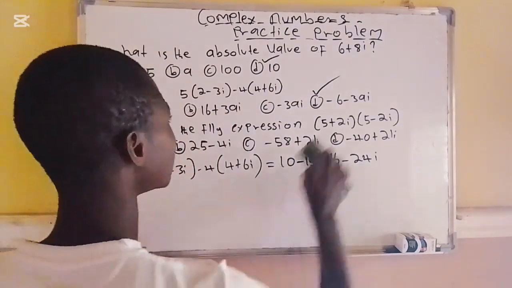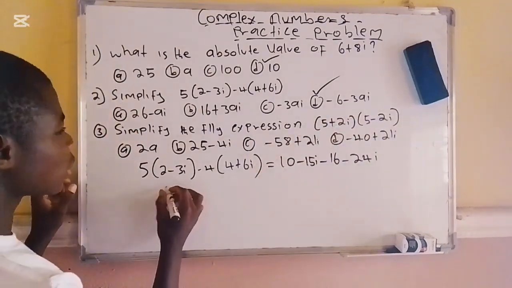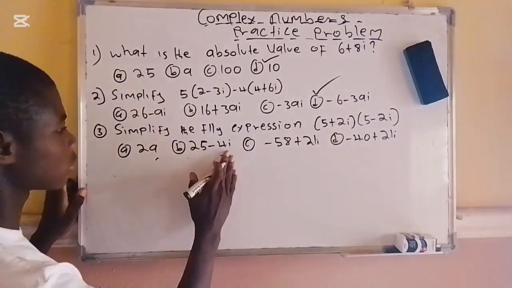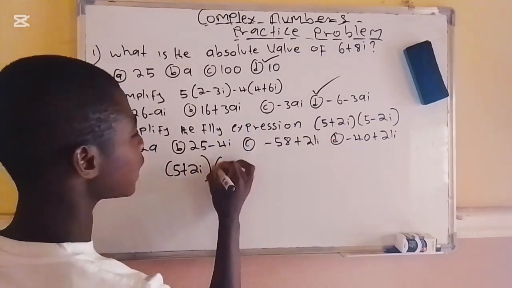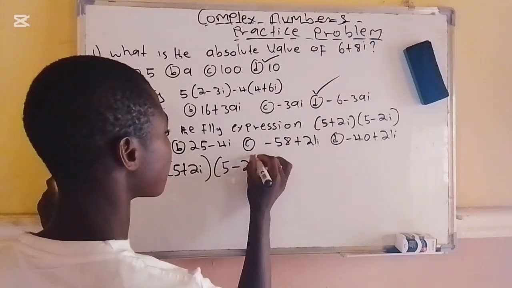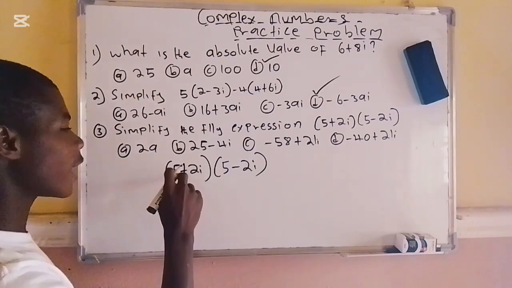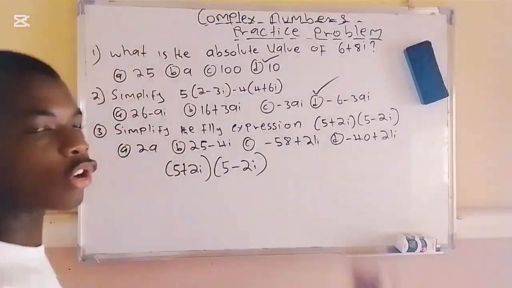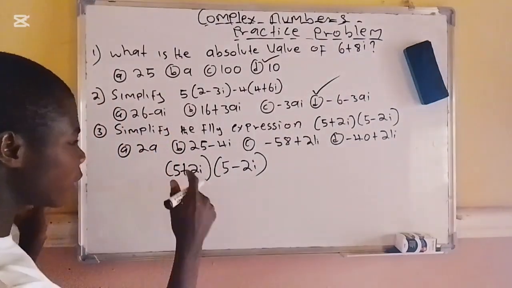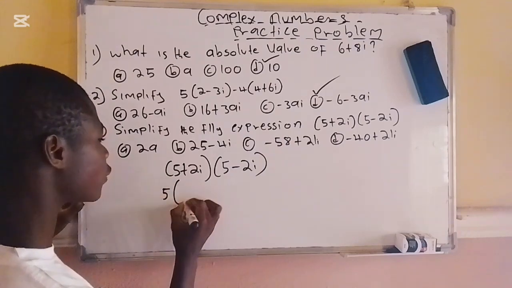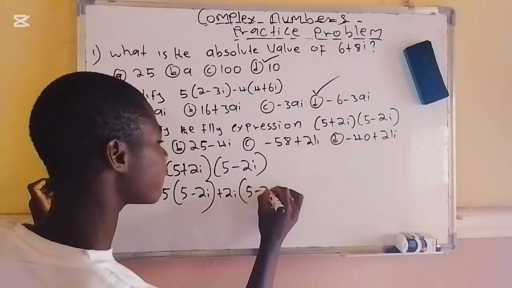The third question says simplify the following expression. This is just a multiplication, which says 5 plus 2i multiplied by 5 minus 2i. So 5 plus 2i is multiplied by its conjugate, which is 5 minus 2i. If we are going to multiply, we have to say 5 into 5 minus 2i plus 2i into 5 minus 2i.